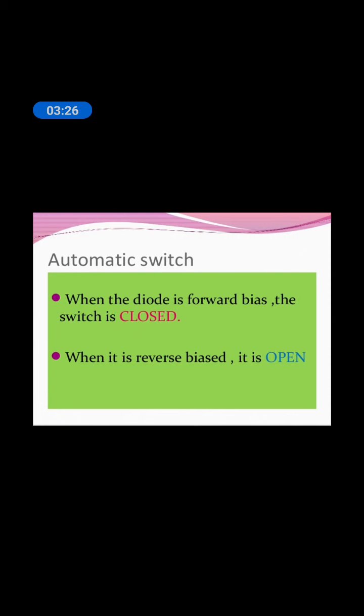Automatic switch. When the diode is forward biased, the switch is closed. In this condition, the current will flow, and when it is reverse biased, then negligible current will flow and it is open. That means the switch is open.